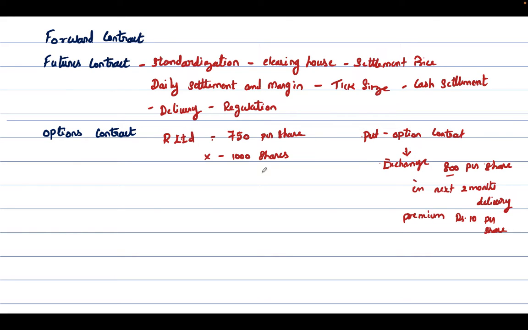So X will not exercise the put option if the price is more than rupees 800 on the exercise date. In case of an option, the buyer has a limited loss and unlimited profit. I hope this example is clear.